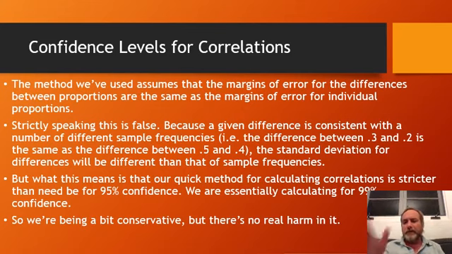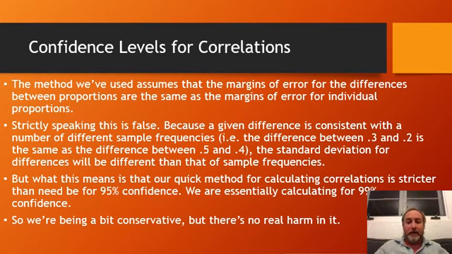The reasons are really not super important, but broadly, conceptually, you can see that when we're taking differences, a difference is consistent with a number of different sample frequencies. The difference between 0.3 and 0.2 is the same as the difference between 0.5 and 0.4, and so that's going to mess with the standard deviation for differences. It's going to be different than for the sample frequencies.